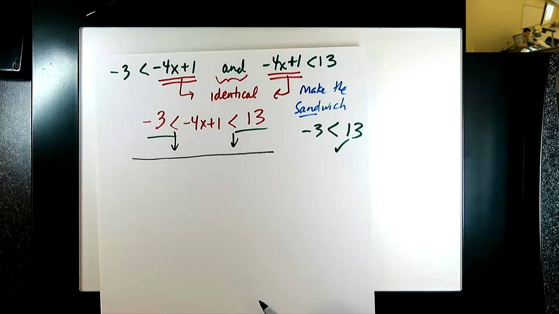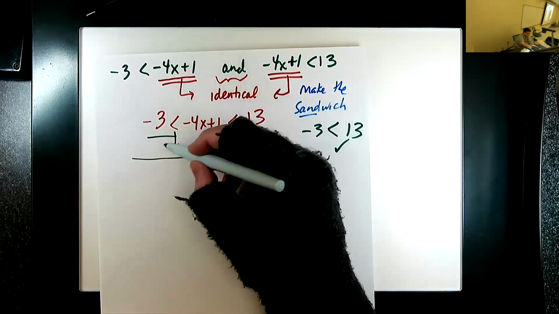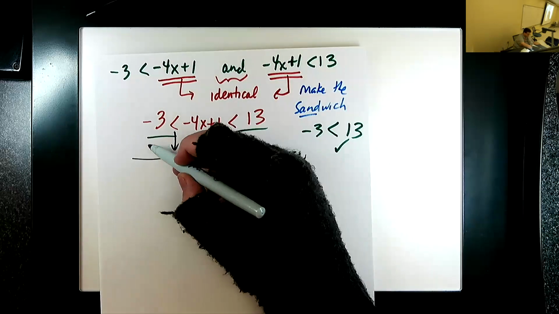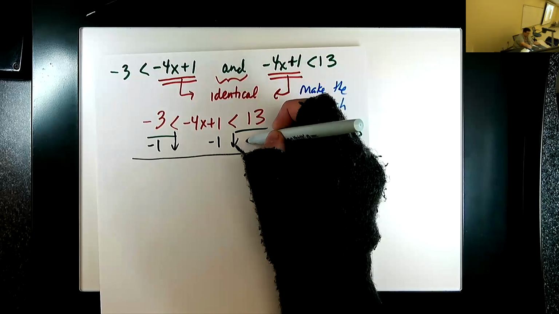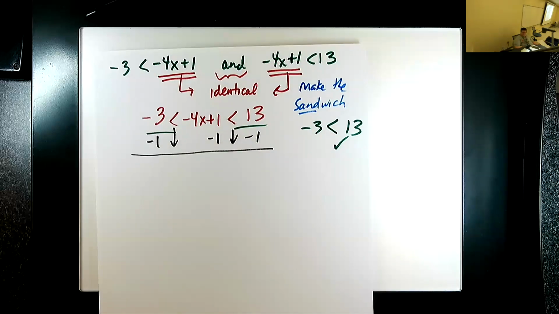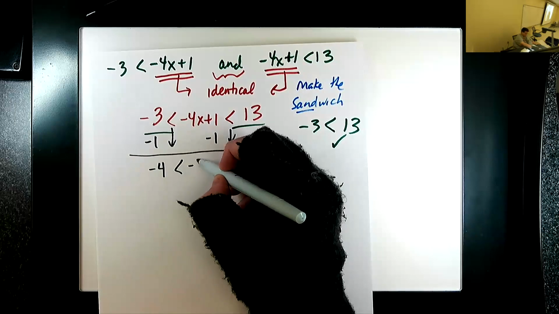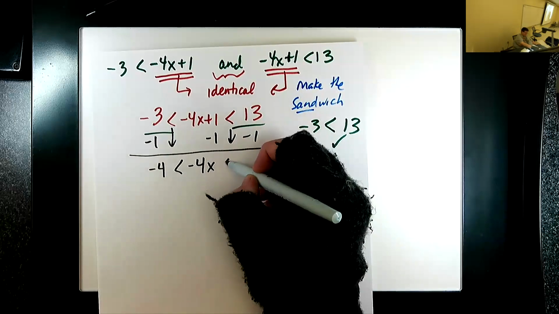And these two inequalities generate 3 different regions. So if I subtract 1 here, I have to subtract 1 there and there. And I get -4 is less than -4x, which is less than 12.